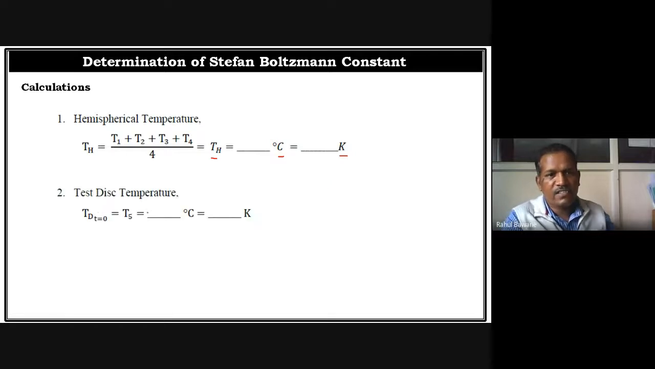Next, test disk temperature. When it is said that test disk temperature at T equals 0, that means before inserting into the hemisphere, when time is 0. So that is the T5 temperature when time is 0, in degree centigrade. We have to convert it into Kelvin. So we now have hemisphere temperature and test disk temperature.